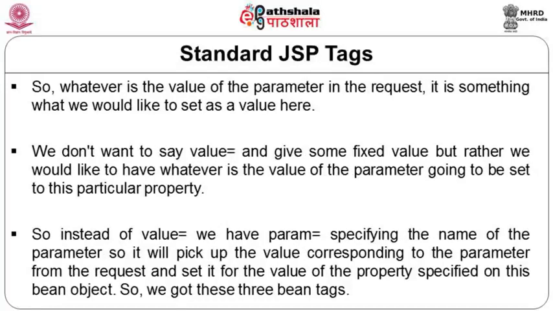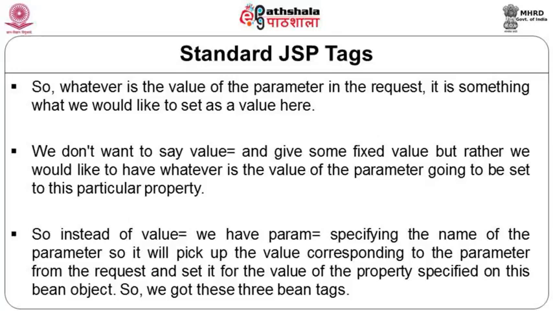So, what do we do? We do not want to say value equal to and give some fixed value, but rather we would like to have whatever is the value of a parameter to be set on this particular property. So, here, instead of saying value equal to, we have an option of specifying param equal to and specifying the name of a parameter. What will be done here? It will pick up the value corresponding to that parameter name from the request and set it for the value of the property specified on this bean object.